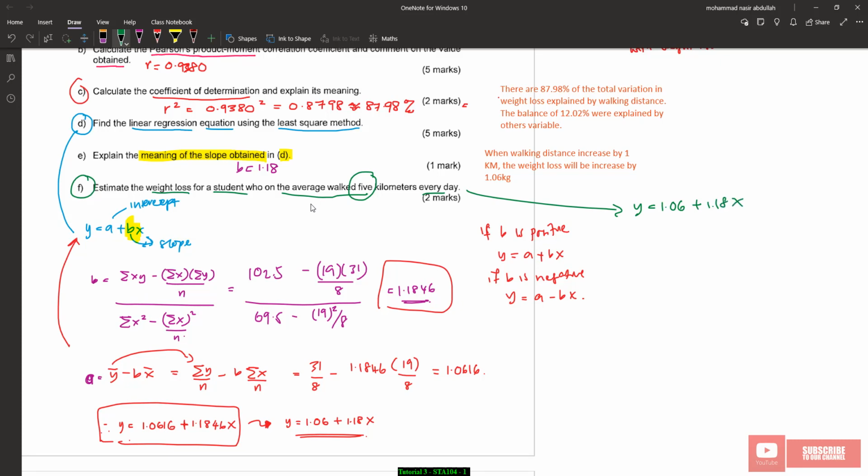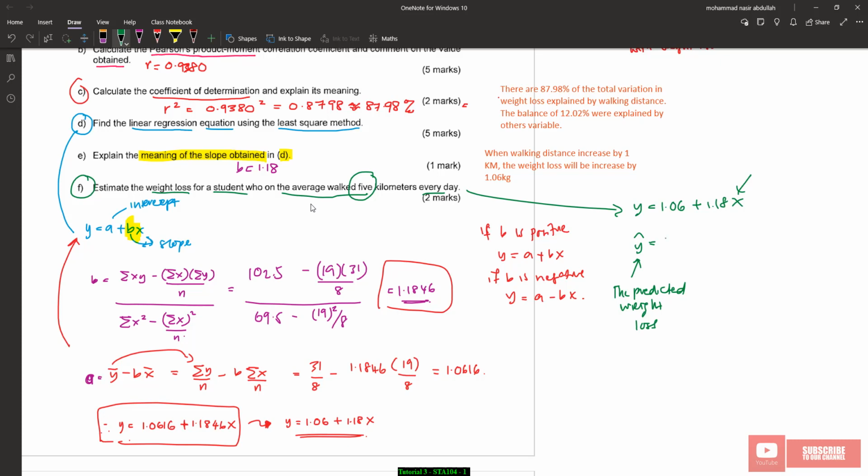So we know that x is a walking distance. So we just plug in the value. Since we want to do a prediction, the symbol for y will be y hat. Y hat means the predicted weight loss. The new symbol y hat.